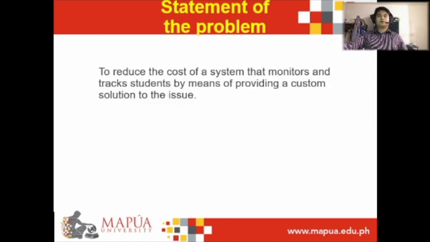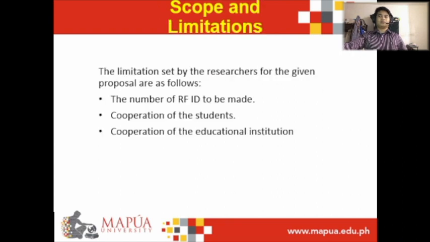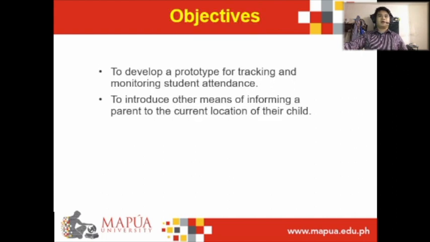The statement of our problem is to reduce the cost of the system that monitors and tracks students by providing a custom solution to the issue. Our scope and limitations are as follows: the number of RFID tags to be made, cooperation of the students, and cooperation of the educational institution. Our objectives are to develop a prototype for tracking and monitoring students' attendance and to introduce other means of informing a parent of the current location of their child.